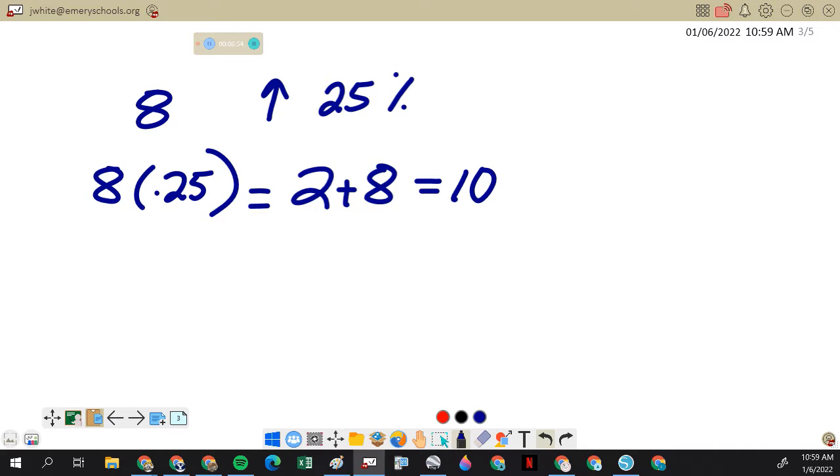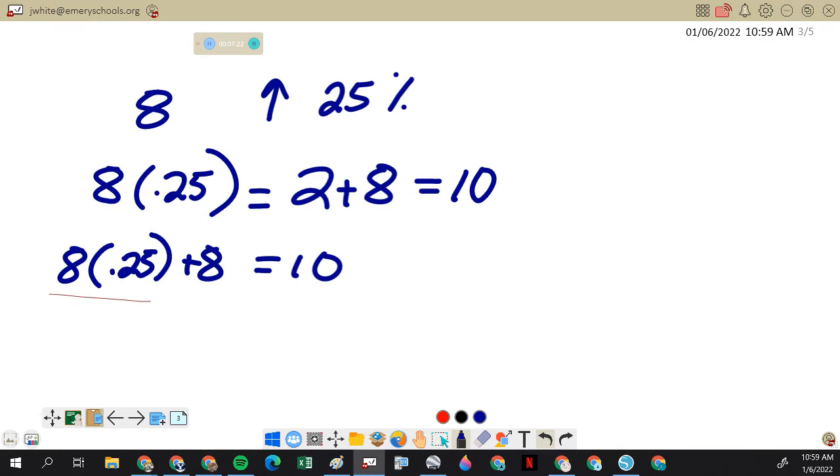So here's what I did. 8 times 0.25 plus 8. But I'm lazy. Is there a way to do that exact same calculation in one step instead of two? 8 plus 2, so I want to end up with 10. So this is 10. But I had to do two steps. I had to do this step, and then I had to do this step. Is there any way to skip the second step and just go straight from 8 to 10?